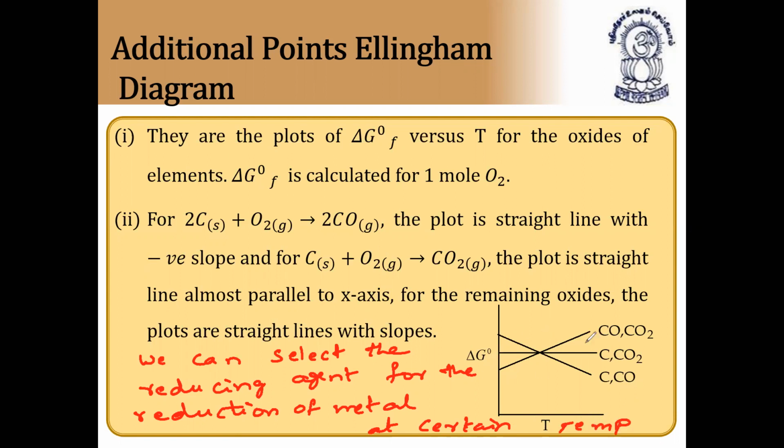At what temperature can carbon be used as a reducing agent? At what temperature can carbon monoxide be used as a reducing agent for the reduction of zinc oxide to zinc, calcium oxide to calcium, copper oxide to copper? That is the main objective of the Ellingham diagram. This we have already discussed in the lecture, so again I'm giving you the information to understand it. Next, continuation.